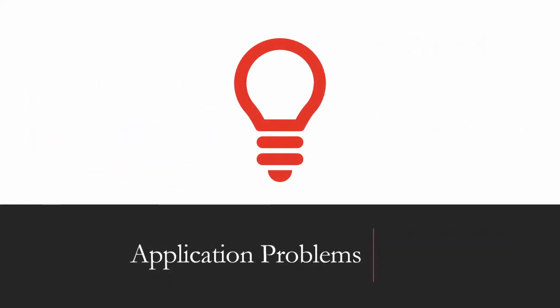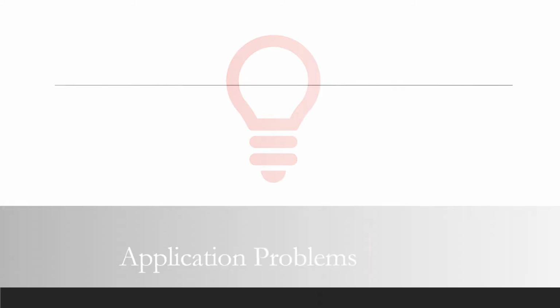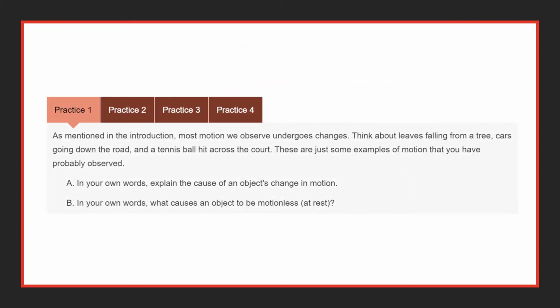Alright, so welcome back. And besides the analysis that you just did, we're going to have some application problems. So let's go over some of them. We have the first one right here. It says, as mentioned in the introduction, most motion we observe undergoes changes. Think about leaves falling from a tree, cars going down the road, and a tennis ball hit across the court. These are just some examples of motion that you have probably observed.